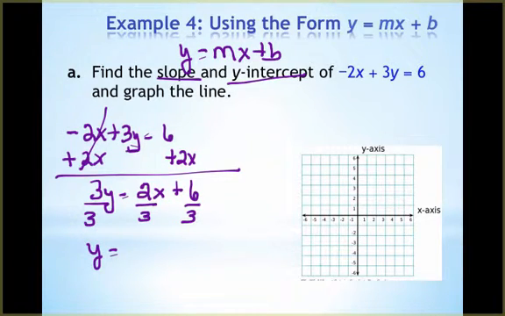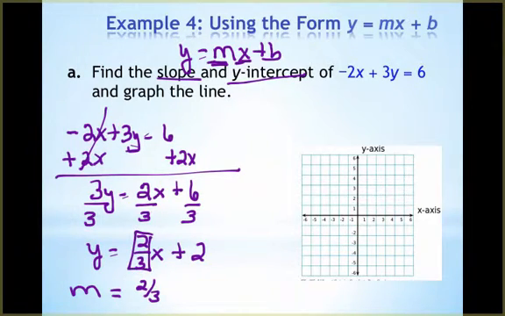2 divided by 3 doesn't divide nicely, so let's leave it in fraction form. Don't change that to a repeating decimal. But 6 divided by 3 does divide nicely into 2. So now I can find my slope, which will be 2/3, because m is the coefficient in front of x. So there's m. And b is my y-intercept, which is here, 2.